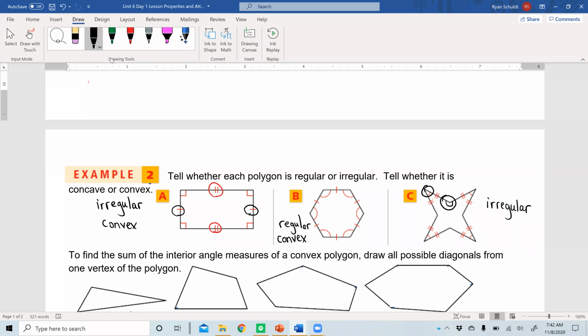Now, on this one for concave or convex, does it look like I got mad and I kicked some sides in? Yeah, it does. If I connect these two corners, look what happens. I have to go totally outside the shape to connect them in a straight line. So this is what it means by concave. It's like someone got mad and just took this side and boom, punched it in. That's concave.